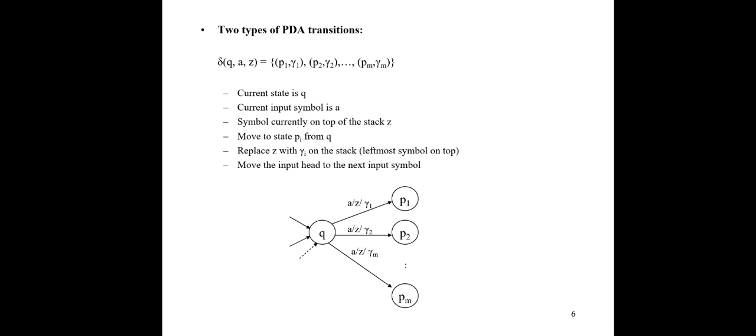So you have Q, A, Z, gamma 1, P1. Likewise it goes. So these are the resultant states for the given input transition.